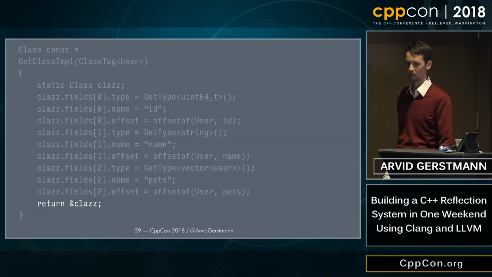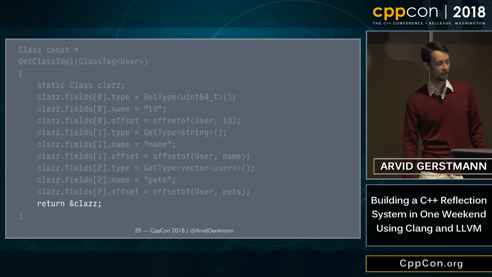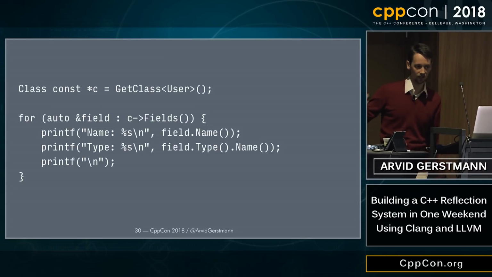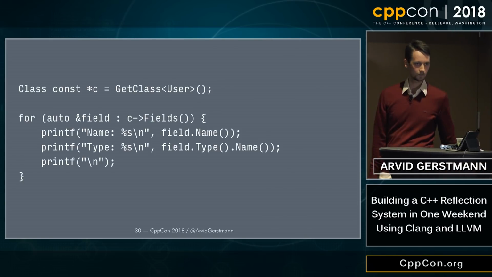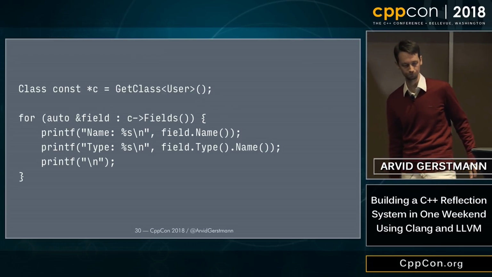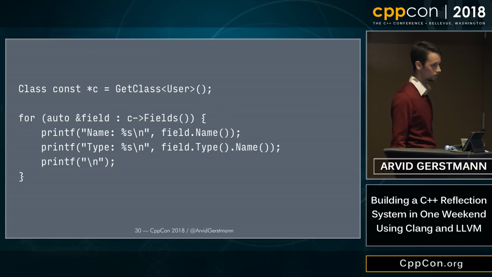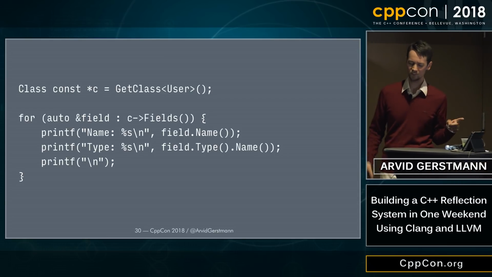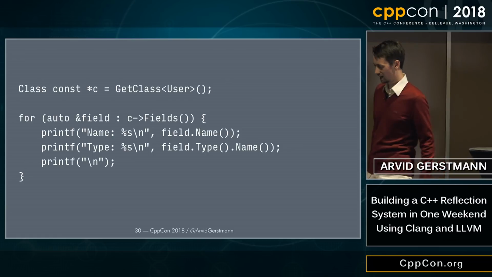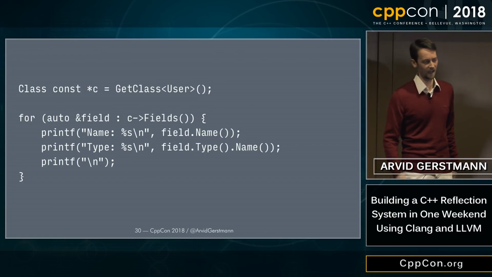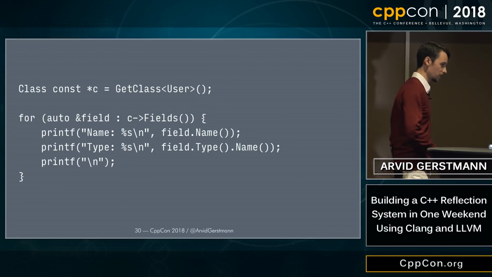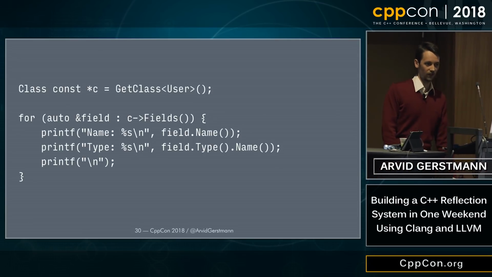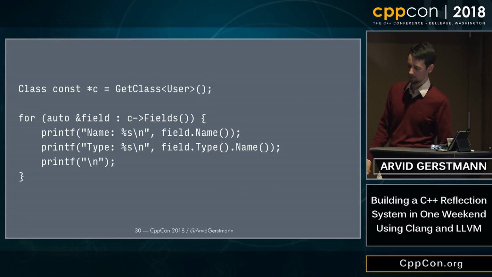With that, we can now go back to our example and print all the fields. So we do the same thing as we did before. We call getClass, we get the class, and we iterate over all the fields. And this does work. But we still have to write code by hand, and we don't like writing code by hand for something like that. So we need some way to automatically generate the code we need. And for that, LLVM comes into play.